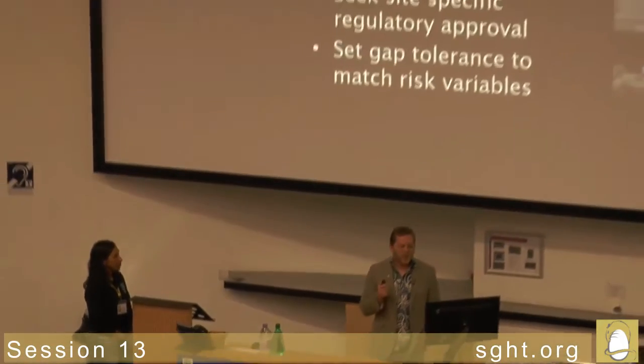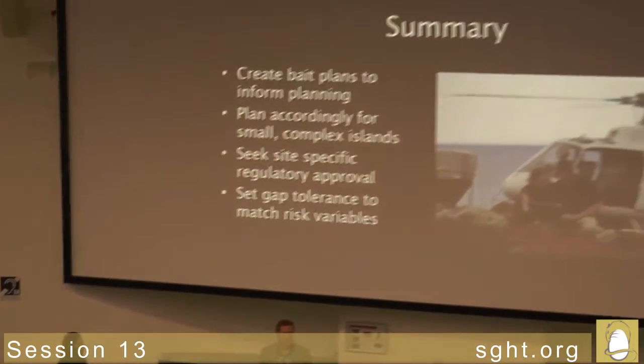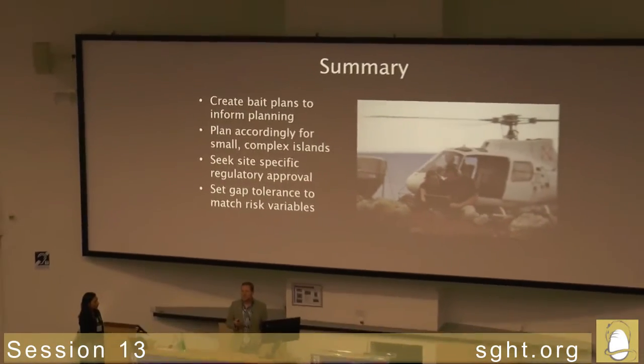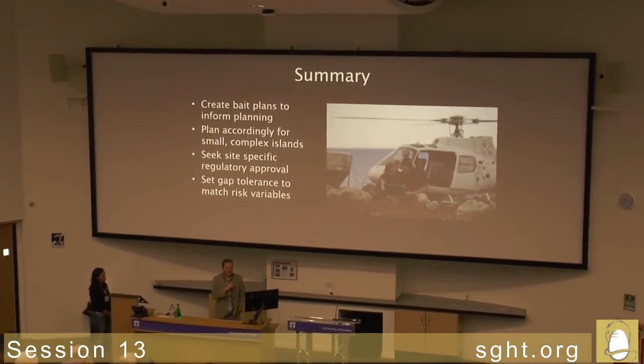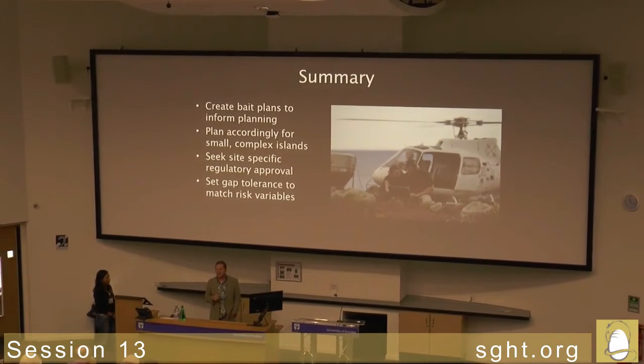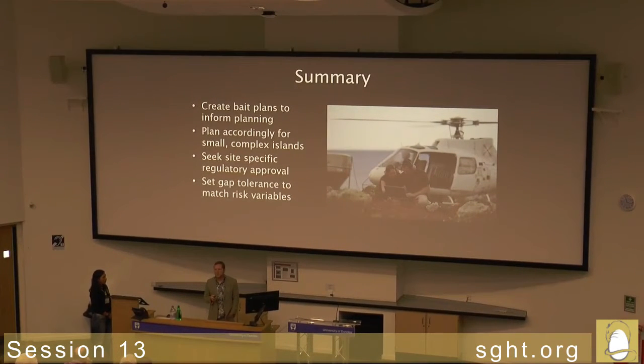So just a quick summary. Creating bait plans is really useful to informing planning. Small, complex islands should plan on using more bait. And particularly in the U.S., seeking site-specific regulatory approval would be really useful. And just like I mentioned on the last slide, matching your gap tolerance to the risk variables will be important to planning projects. Thanks.